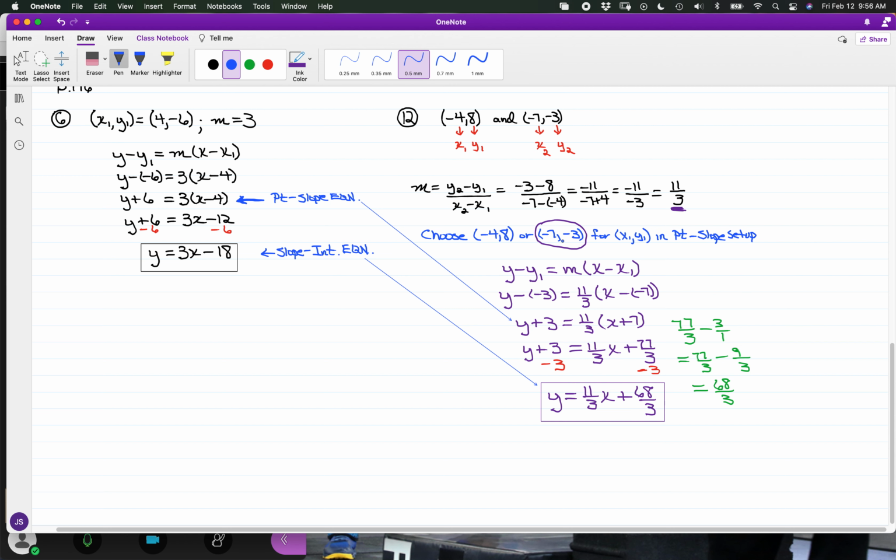Also, for this ordered pair, if we have y at -3, I want the right hand side of the equation to also be at -3. So we have plugging in -7 for x, we have 11/3 times -7, which would be -77/3, plus 68/3, and that will become -9/3, which also becomes -3. So this will check out for both of these ordered pairs.